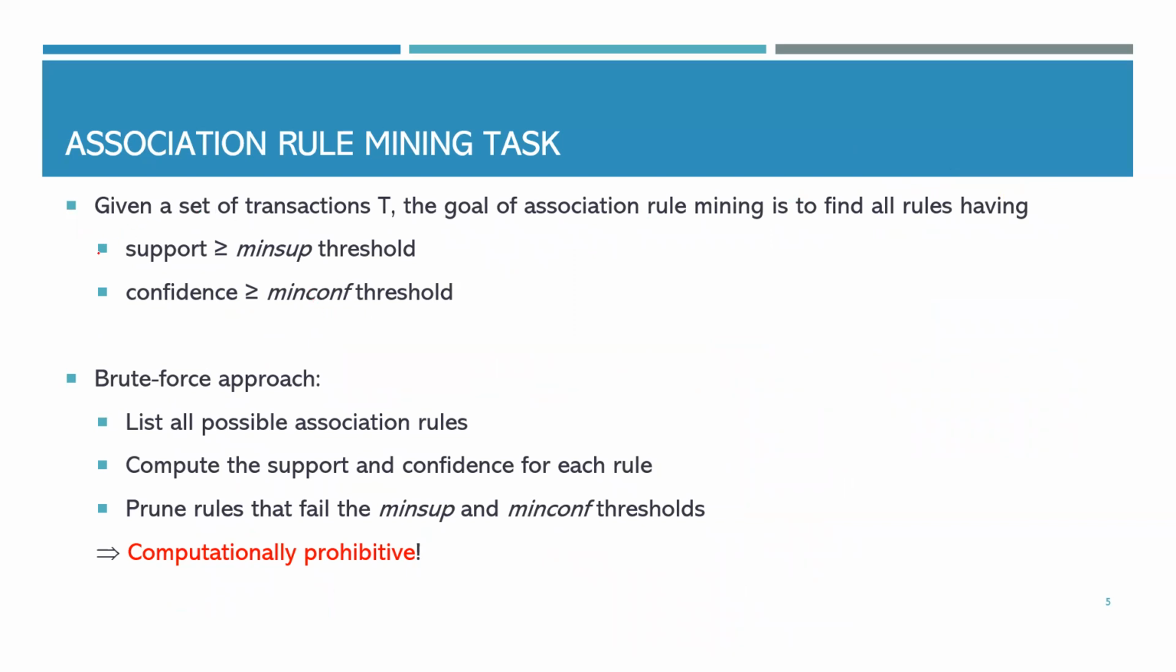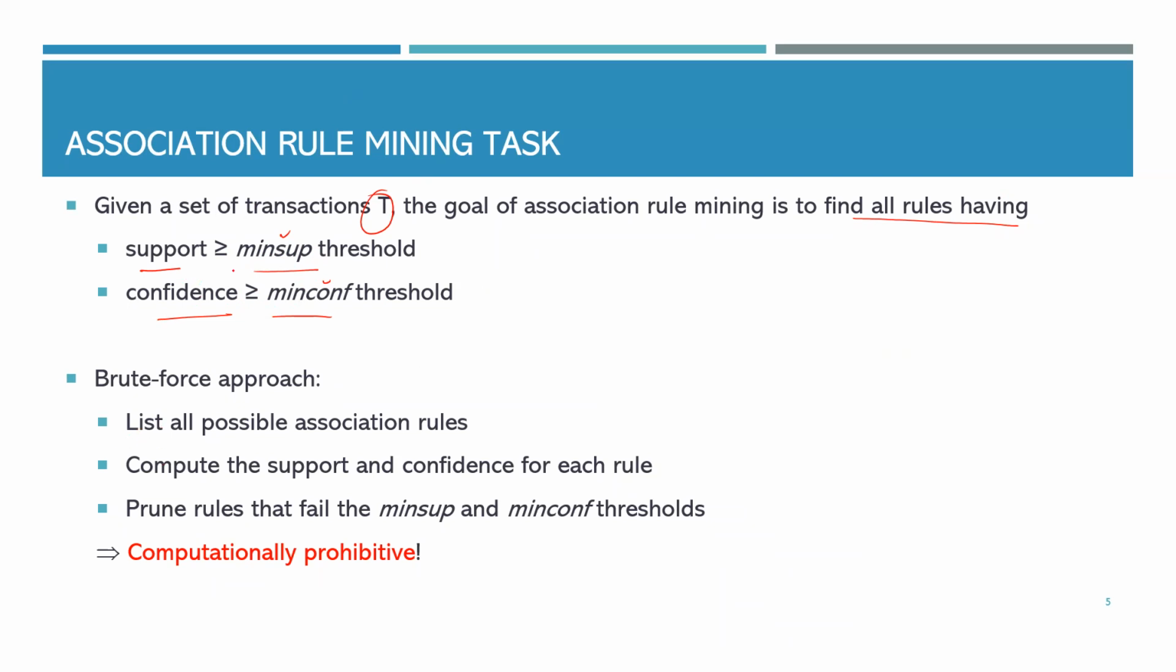In association rules mining, for example, we have a given set of transactions T, and the goal is to find all rules which have support greater than or equal to minimum support and confidence also greater than or equal to minimum confidence. Again, minimum support and minimum confidence are two parameters that we decide as the decision maker.